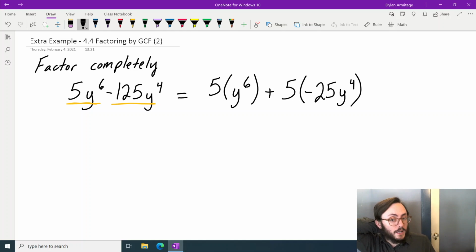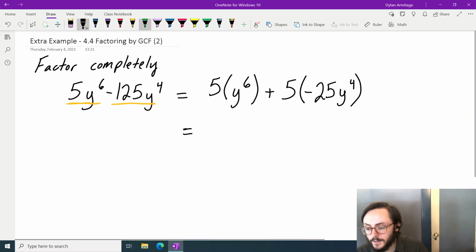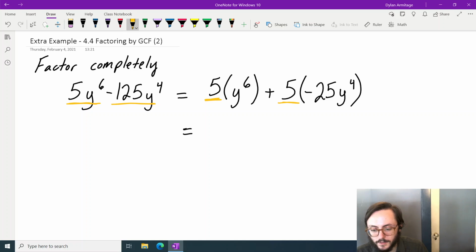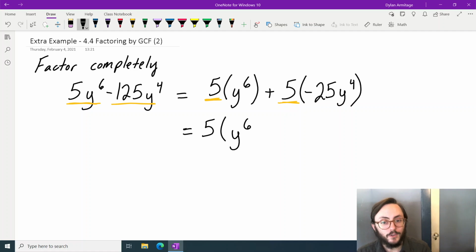Now, ultimately, does it matter? No, as long as you keep track. But this is a way of keeping track, especially because a lot of mistakes are made by mixing up or forgetting or adding negatives. Okay. So from here, we can take the 5 out of both terms easily. So we have 5 times y to the 6th, right? We could not do this if the 5 was negative, minus 25y to the 4th.